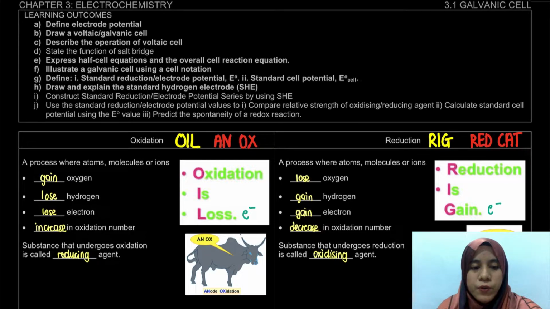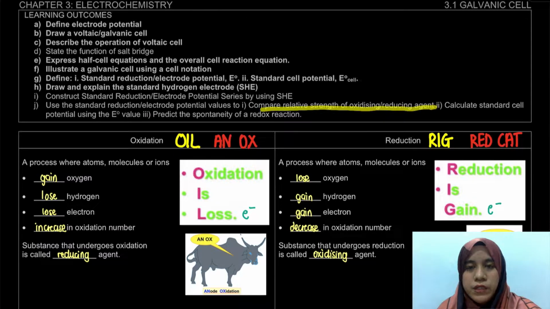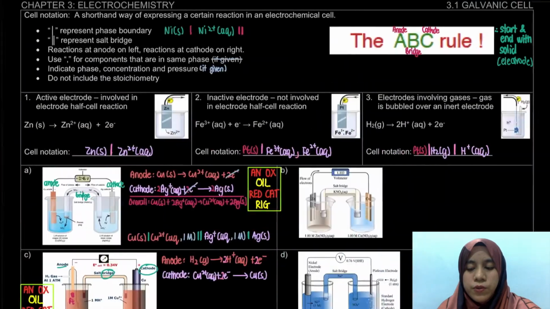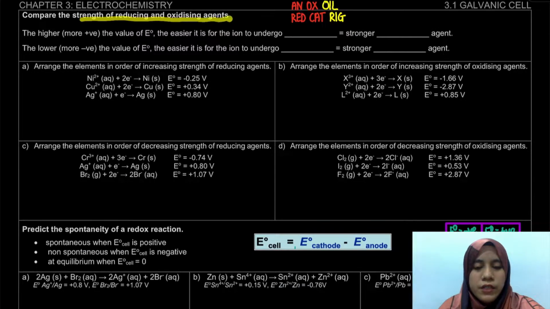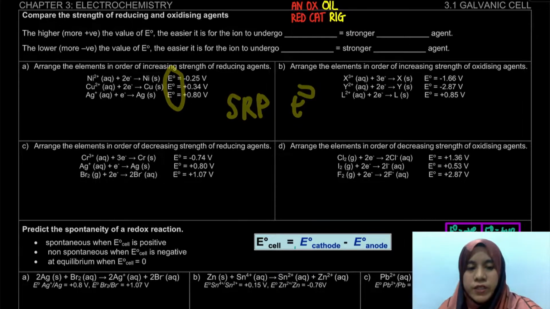In this video, we will learn to use the standard reduction or the electrode potential to compare the relative strength of oxidizing and reducing agents and predict the spontaneity of a redox reaction. In your notes, you'll be on page 6. To compare the strength of the reducing and oxidizing agent, we will compare it based upon the SRP value or the E0 value which is given in the question.